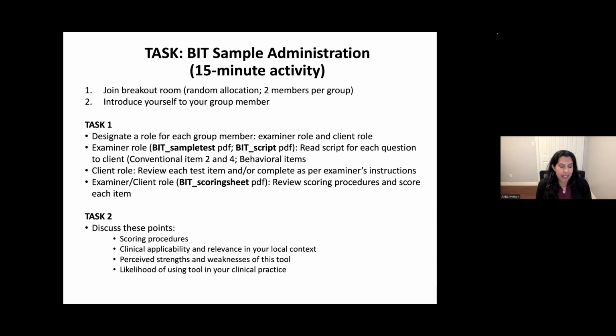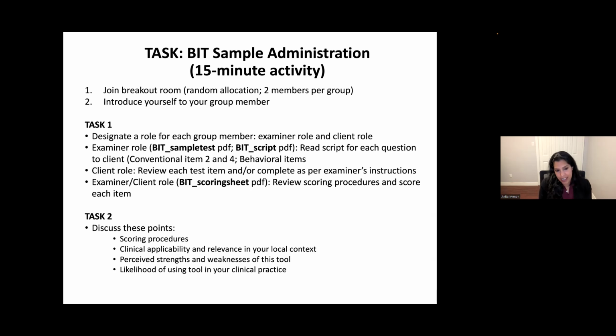Okay, and so you have access to those PDF documents, and then at the end we would like the examiner and the client to score the BIT using the scoring procedures that have been described in the BIT scoring sheet PDF document. Okay, so hopefully that's clear for this task. If there are any questions, please let me know right now. But at this point, we will break out into groups.